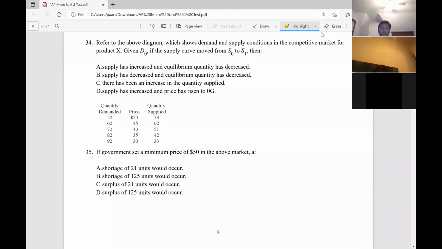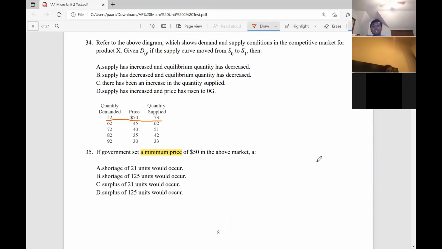So this is about price floors and price ceilings. For number 35, if a government set a minimum price of $50 in the above market, what would happen? Before, make sure that you know a minimum price would be a price floor, right? And so when there's a price floor, there would be a surplus, right? So even without that information, you could solve this question. So at $50, let's underline in this case.